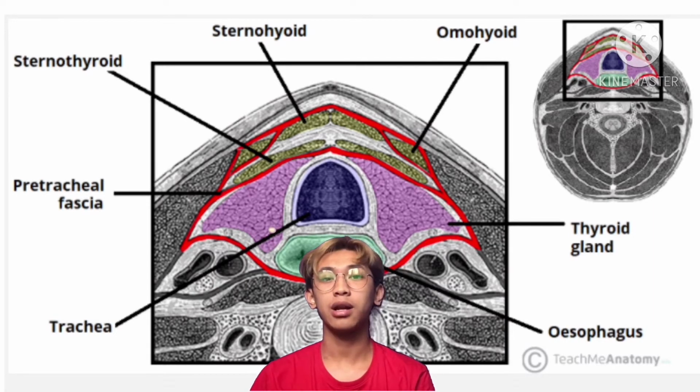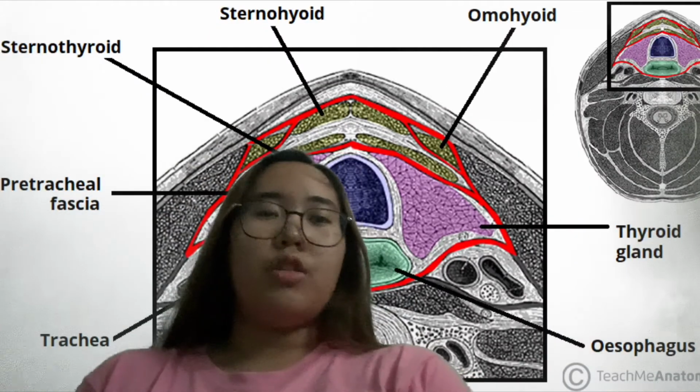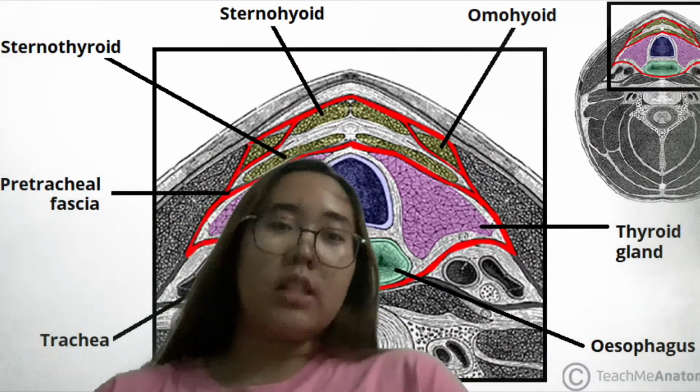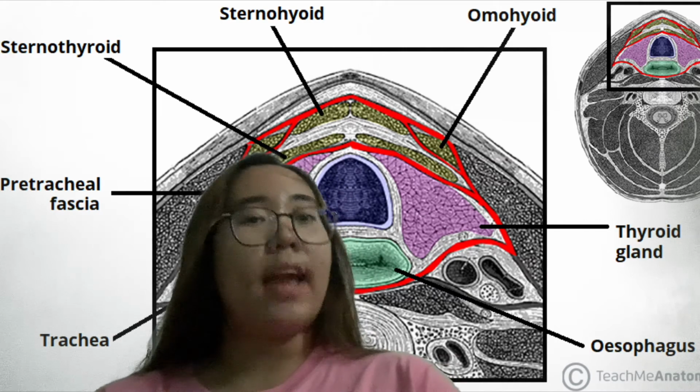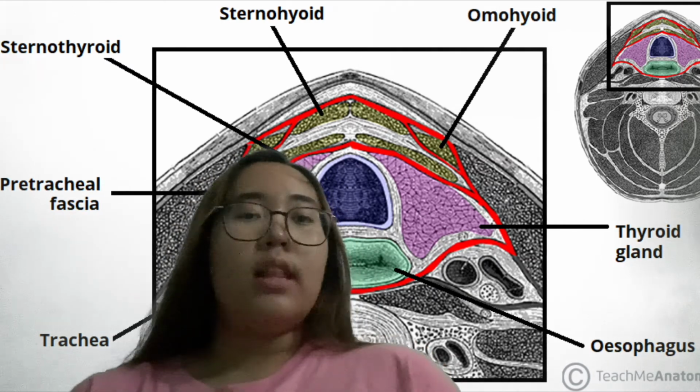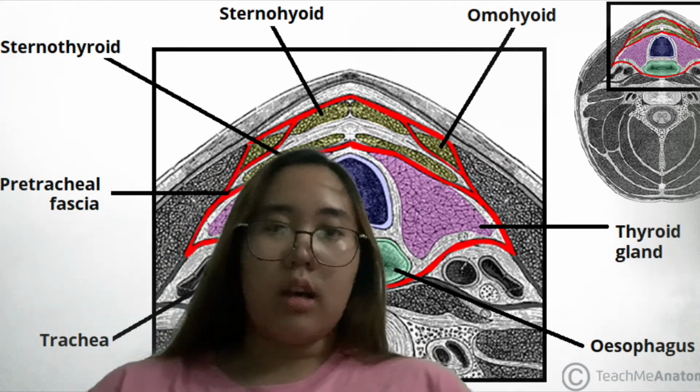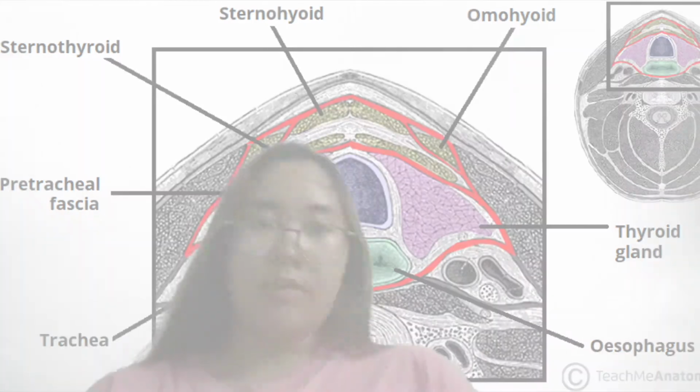On the lateral part, the structures involved with the thyroid gland laterally are the carotid sheath, containing the common carotid artery, internal jugular vein, and lastly the vagus nerve. Medially, the anatomical structures that are involved with the thyroid gland include the larynx, the pharynx, the trachea, and the esophagus.